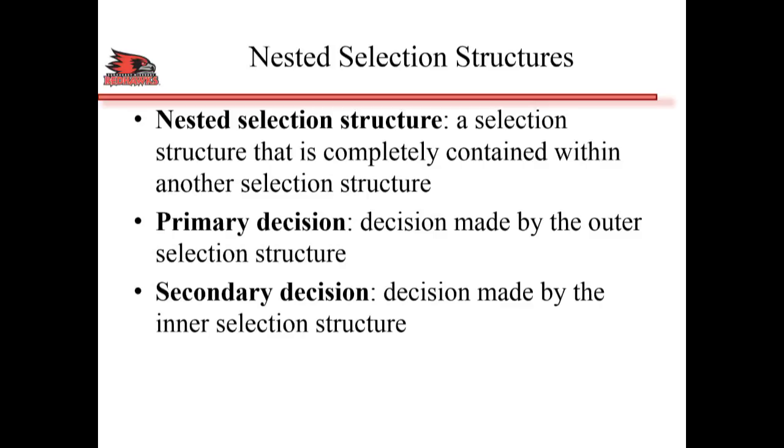And here's some other terminology: primary and secondary decision. Although I can tell you that we don't really use these too much. Rather, we say that the primary decision, which is actually the outer selection structure, and secondary decision is the inner selection structure. That's what programmers generally use more often to refer to the different selection structures in a nested structure.